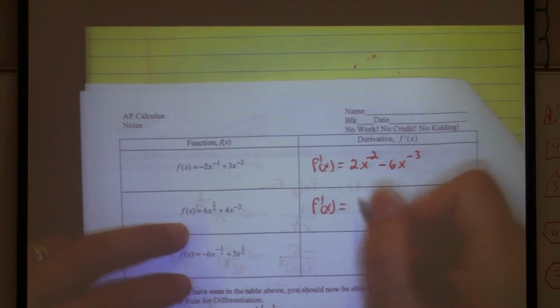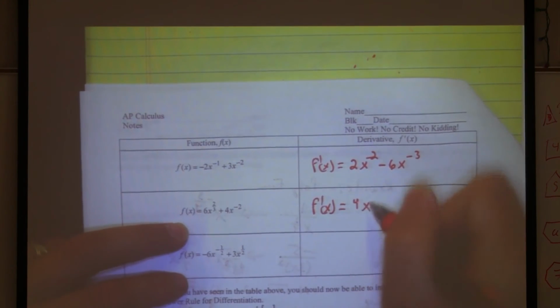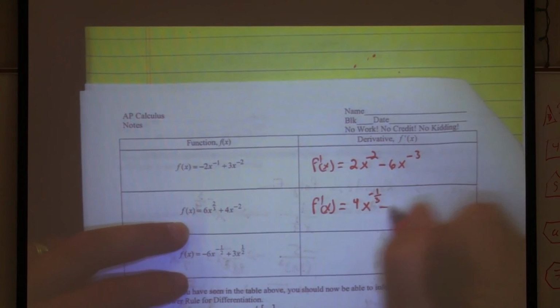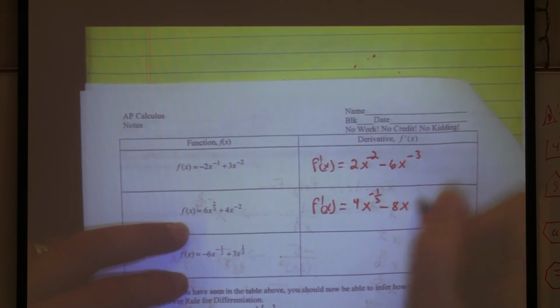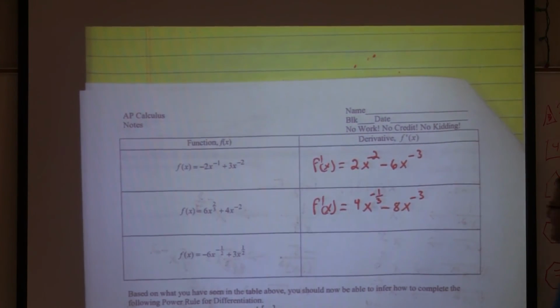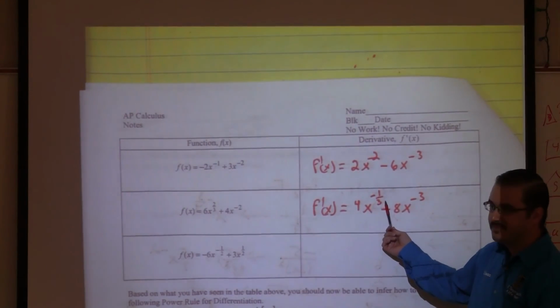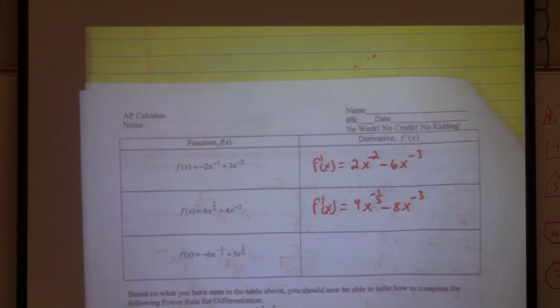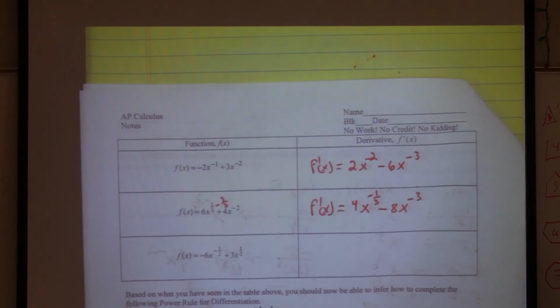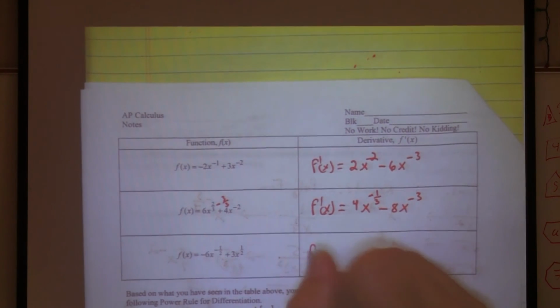What's that one gonna be? 4x to the what? That's a great question. -1/3 minus 8x to the negative. Why is it -1/3? You subtract one, which is 3 over 3. So it's like 1/3 minus 3/3, so you're left with -2/3, right? Ooh, how cool. Okay, how about this last one?